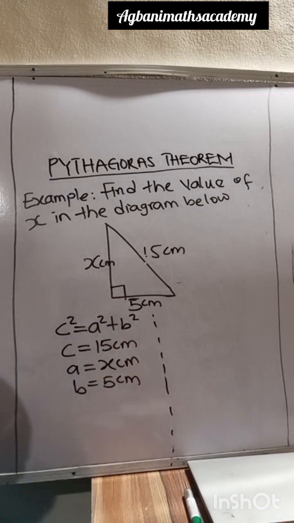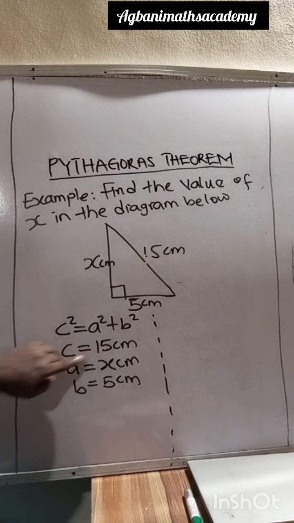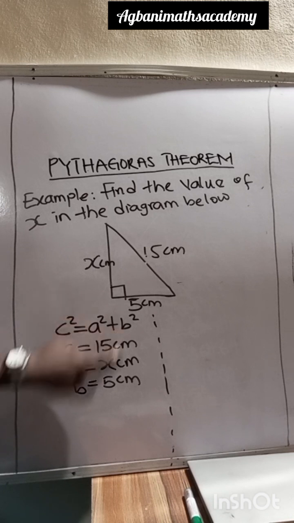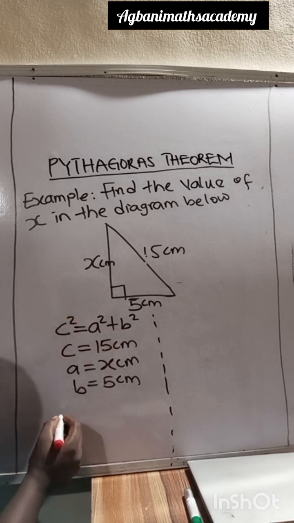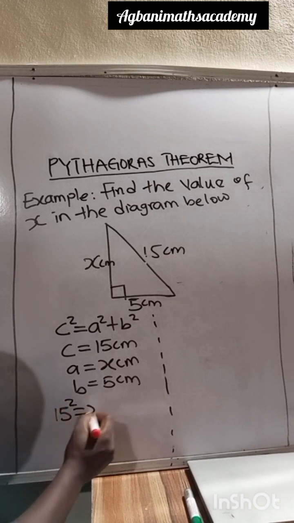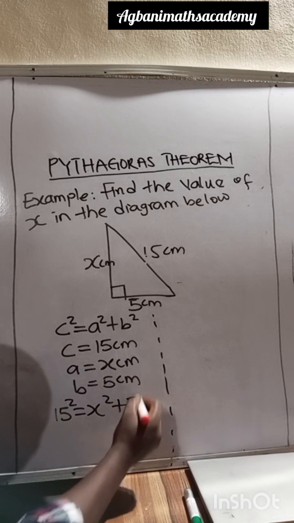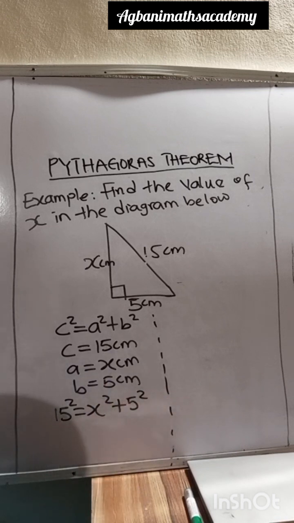Okay, so we've taken the first step. We've identified the three sides of the triangle, right? So the next thing we are going to do is, someone said the answer is 20. Did you add them? We're going to find out. Wherever I see C, we're going to put 15. Wherever I see A, we're going to put x. And wherever I see B, we're going to put 5. So this will be 15 squared is equal to x squared plus 5 squared.